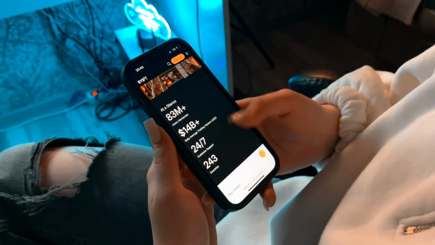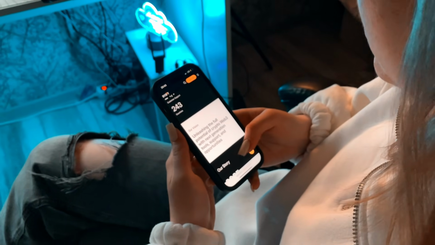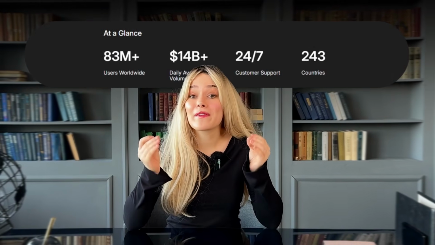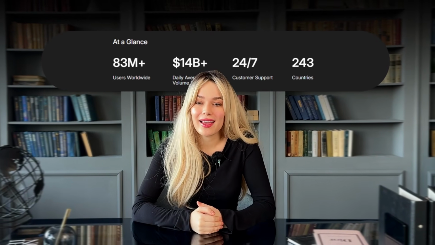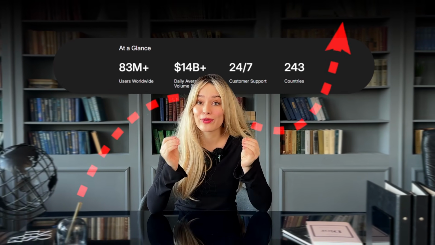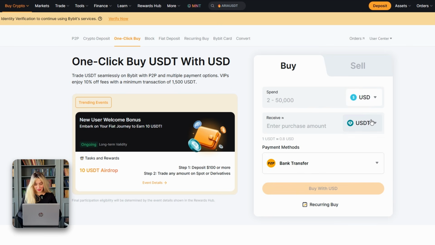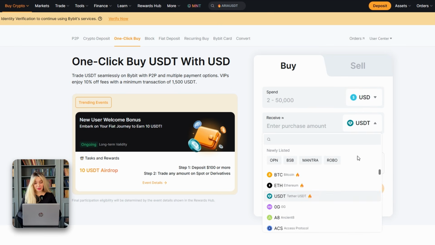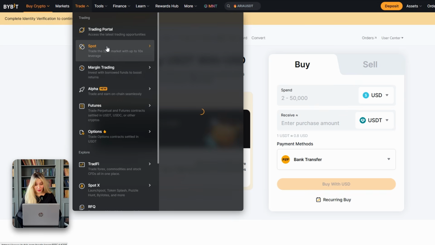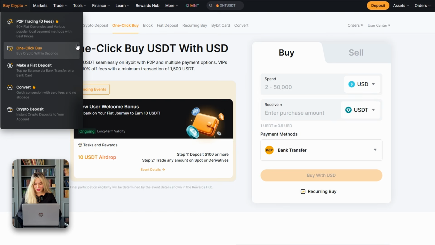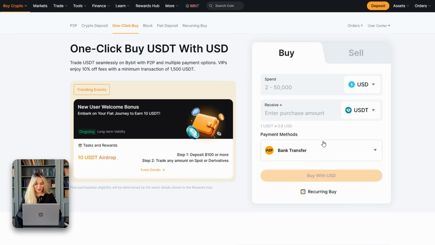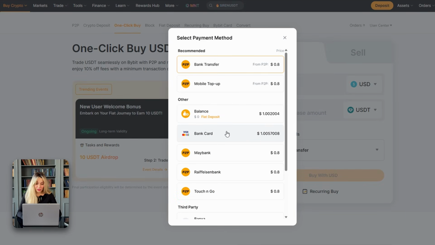Bybit is a global cryptocurrency exchange launched in 2018. Today, it has over 15 million users worldwide and is one of the fastest growing platforms in crypto. On Bybit, you can buy, sell, and trade popular cryptocurrencies like Bitcoin, Ethereum, and many altcoins. You can trade both spot and derivatives. If you're new to crypto, you can buy it directly on the platform, using a credit card, bank transfer, or peer-to-peer options. Bybit also offers advanced tools for different strategies, including leverage and options.